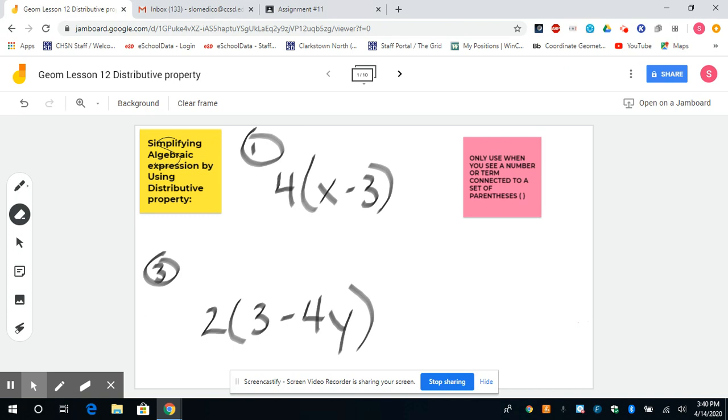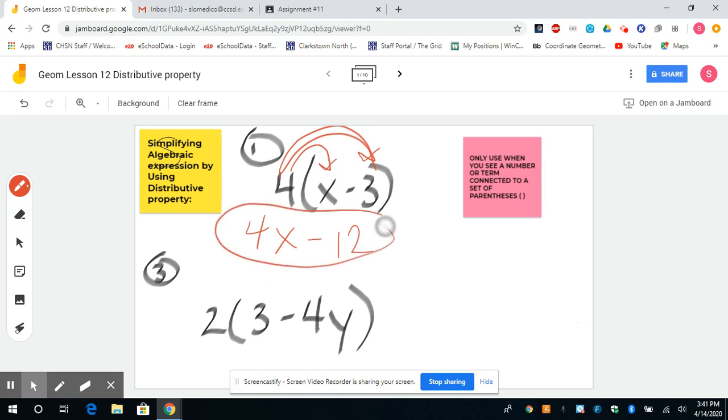We're going to start with number 1. So again, whenever you see a number or term connected to a set of parentheses, that's when you're using the distributive property, and this whole lesson is the distributive property. Okay, so let's start with the first one. 4 times x minus 3. You're going to distribute that 4. So 4 times x is 4x. 4 times 3 is 12, but it's a minus, and that's going to be your answer.